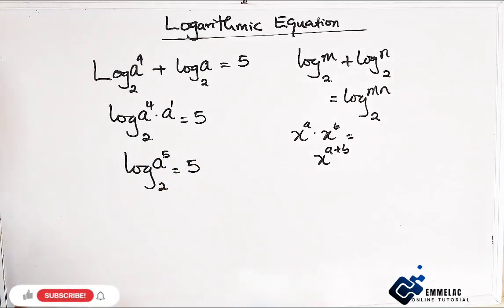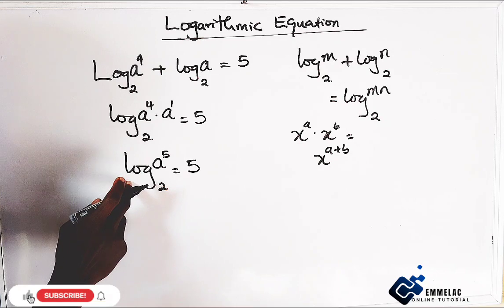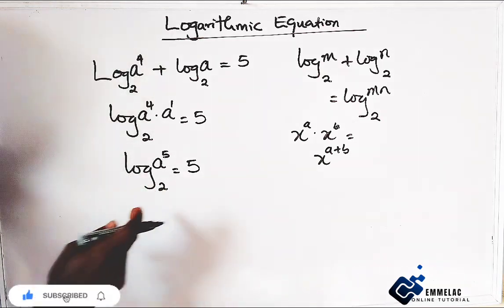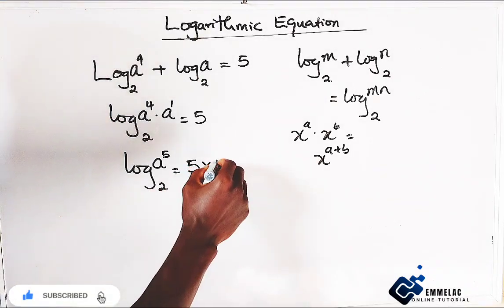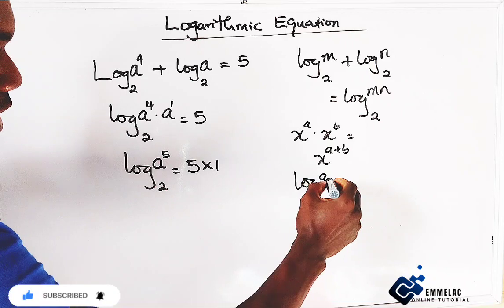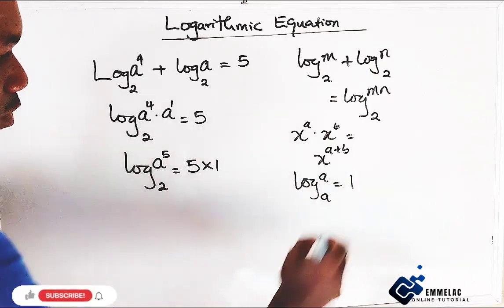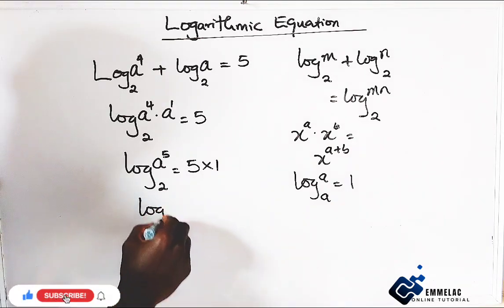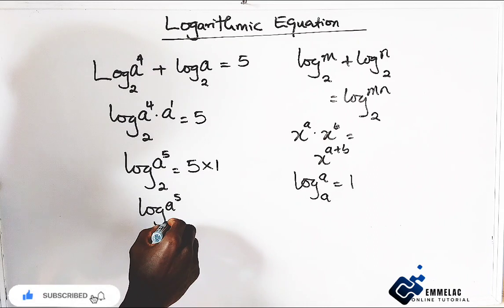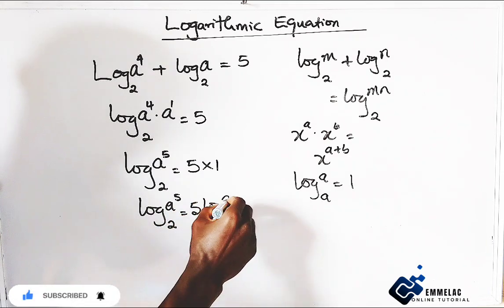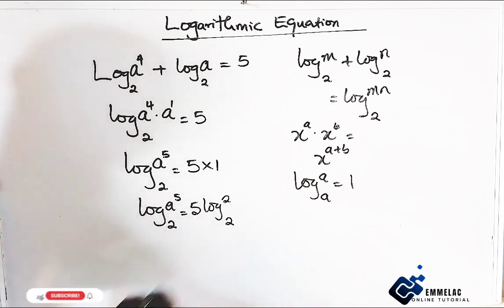Now what we need to do here is to reconcile both the left-hand side and the right-hand side with log base 2. By so doing, you can multiply the 5 by 1, and we know that in logs, when you have log base a of a, it gives you 1. Since we have a log of base 2 on the left-hand side, we can have log a raised to the power of 5 in base 2 equals 5 log 2 in base 2.